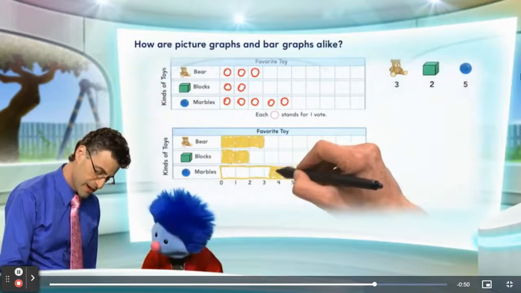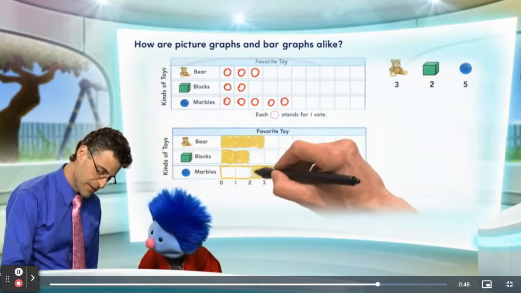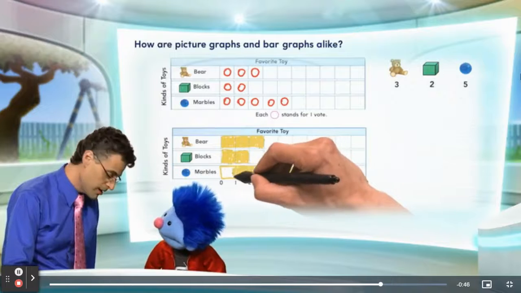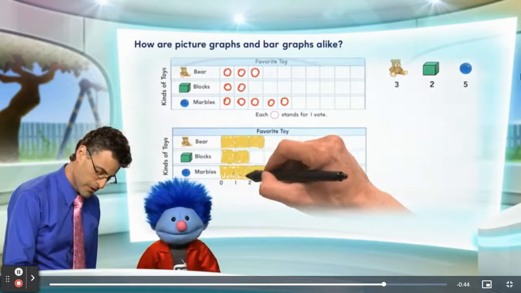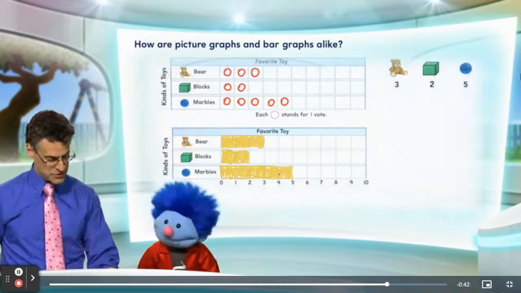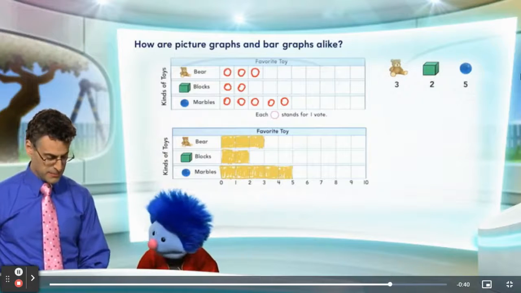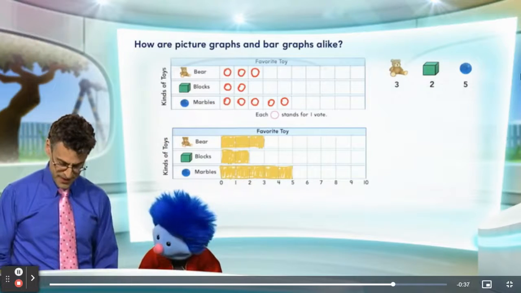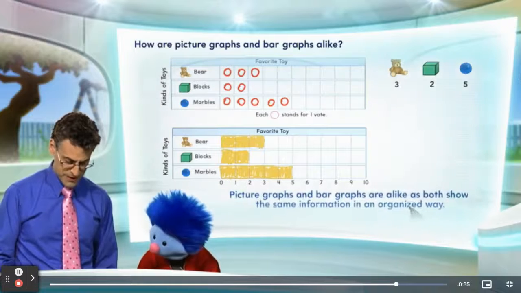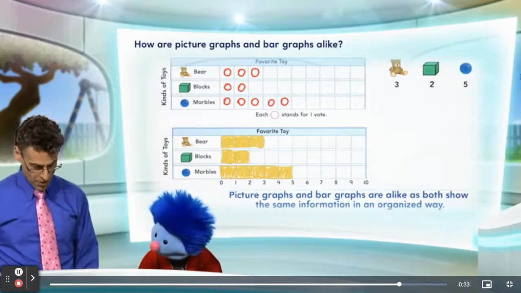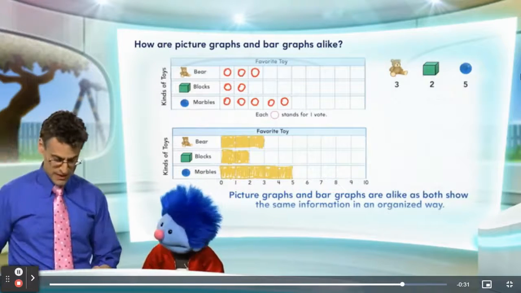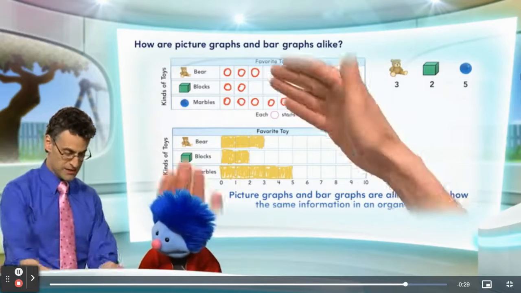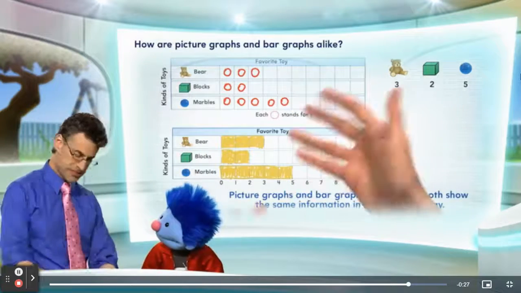And the important thing is, Joey, that just like with the previous graph, the longest bar is going to be the one that has the most votes. You can just visualize it and again see it's going to be the marbles. So in fact, we see that these are very similar because picture graphs and bar graphs show the same information in a very organized, clear way. They are just different ways of looking at it.